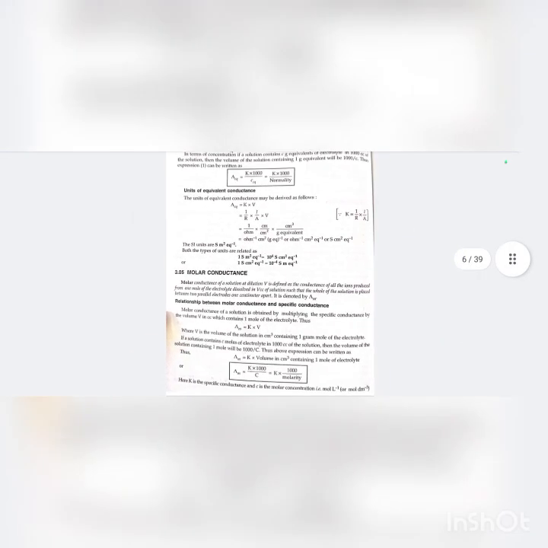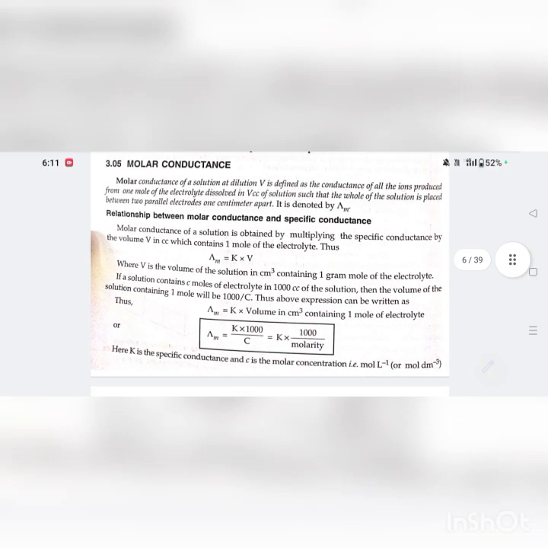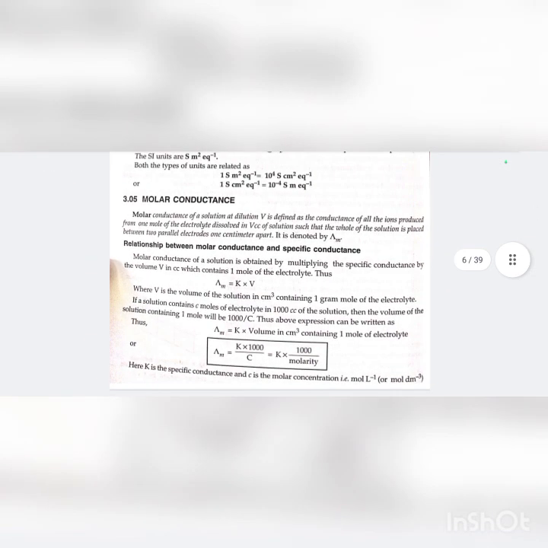Now this is molar conductance. Molar conductance of a solution at dilution V is defined as the conductance of all the ions produced from 1 mole of the electrolyte dissolved in V centimeter cube of the solution such that the whole of the solution is placed between two parallel electrodes 1 centimeter apart. It is denoted by lambda m.